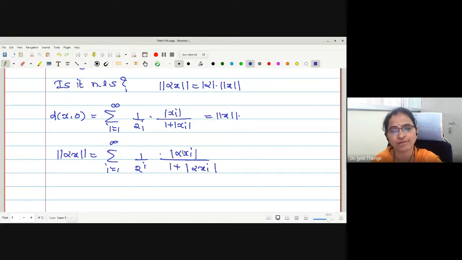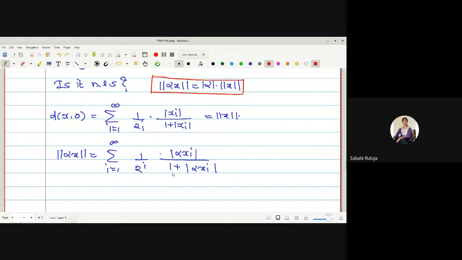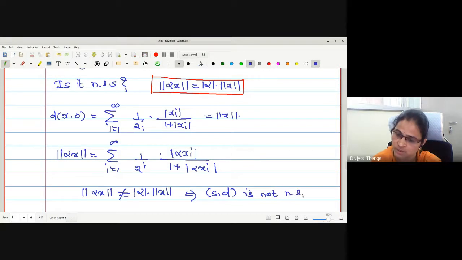We can take mod alpha out from the numerator. Can you take mod alpha out from the denominator? Because finally our aim is to check this condition, no? Mod alpha should be taken out throughout, out of the summation. Can you take out this mod alpha from the denominator? No, ma'am, it is not possible. Therefore, clearly this norm of alpha x is not equal to mod of alpha into norm of x. Therefore, I can write s_d is not a normed linear space.